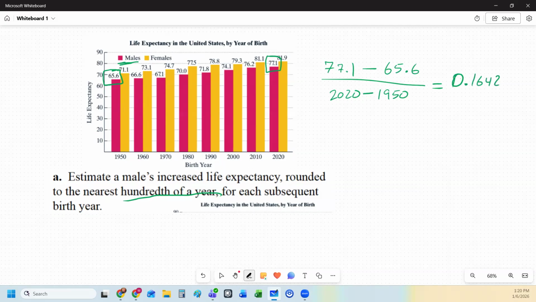And this goes on 1, 6, 4, 2, 8, 5, 7, forever, right? But I really am only interested in the nearest hundredth of a year. So the hundredth place is the 6. I'm going to round it to that place by looking at the next digit. The next digit is not a 5 or more, so I'm going to say that this is near 0.16, which means that every year after 1950, the average male's life expectancy went up by 0.16, or 16 hundredths of a year.